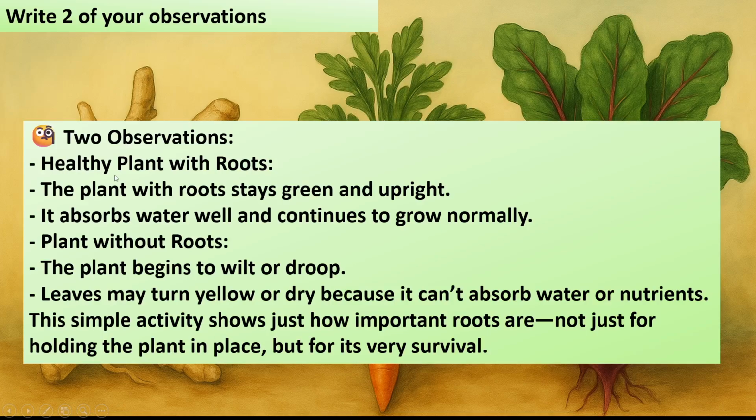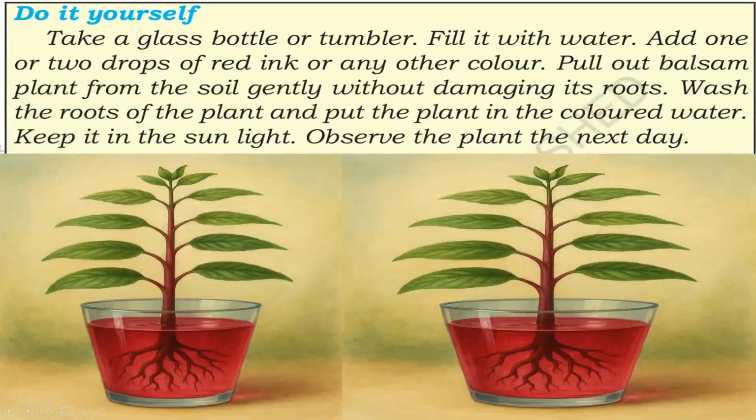Two observations. Healthy plant with roots. The plant with roots stays green and upright. It absorbs water well and continues to grow normally. Plant without roots. The plant begins to wilt or droop. Leaves may turn yellow or dry because it can't absorb water or nutrients. This simple activity shows just how important roots are, not just for holding the plant in place, but for its very survival.